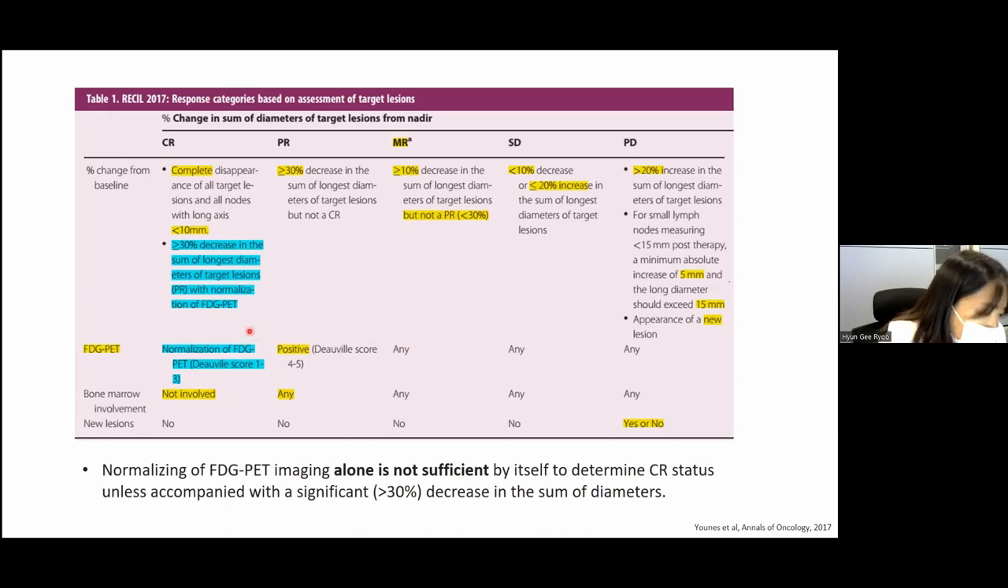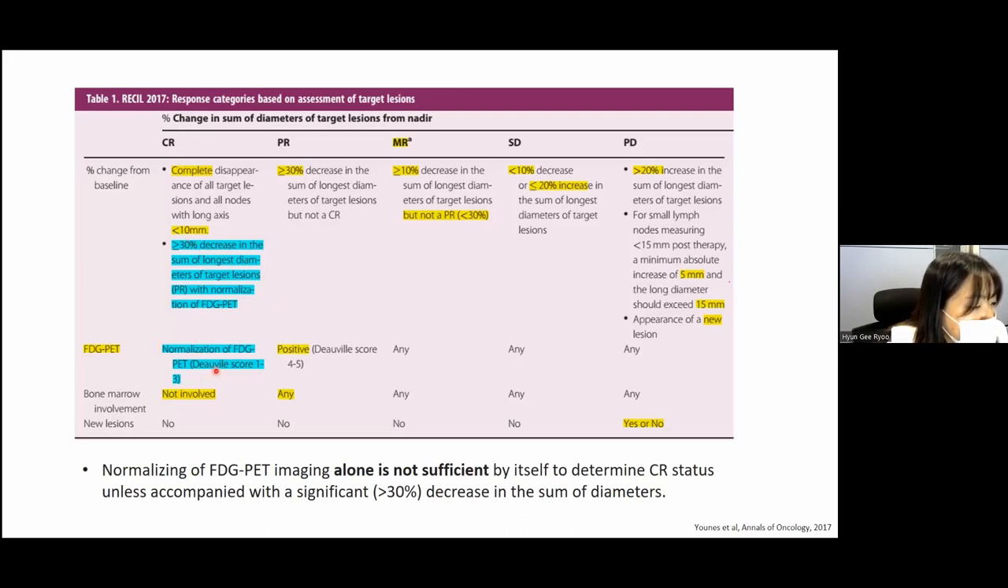So in the RECIL criteria systems, if the Deauville score of the FDG PET uptake of lymphoma is 4 or 5, it is in the criteria of PR, NMR, or SD and PD. And when the Deauville score is 1 or 2 or 3, it is classified into the complete response criteria.